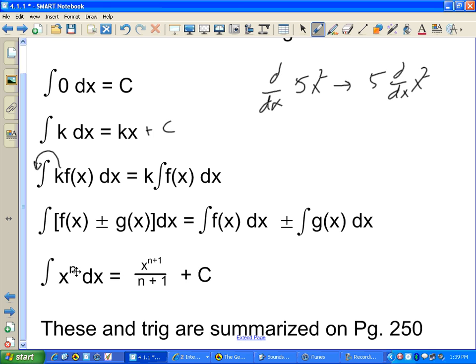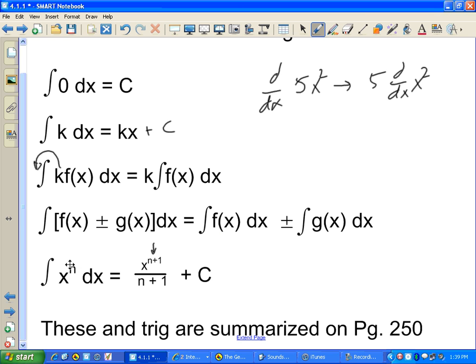And here's the reverse of the power rule. If I'm integrating x with a power on it, usually when we derive, we drop the power down by 1, which means when I integrate, my power has to go up by 1. So my n is going to increase by 1.